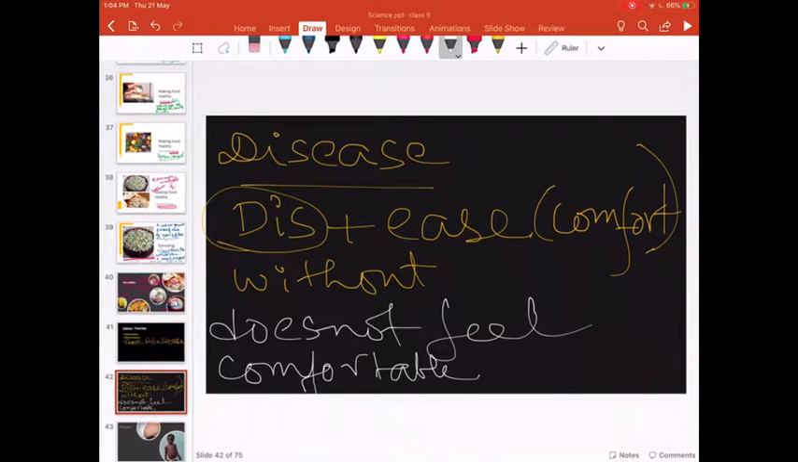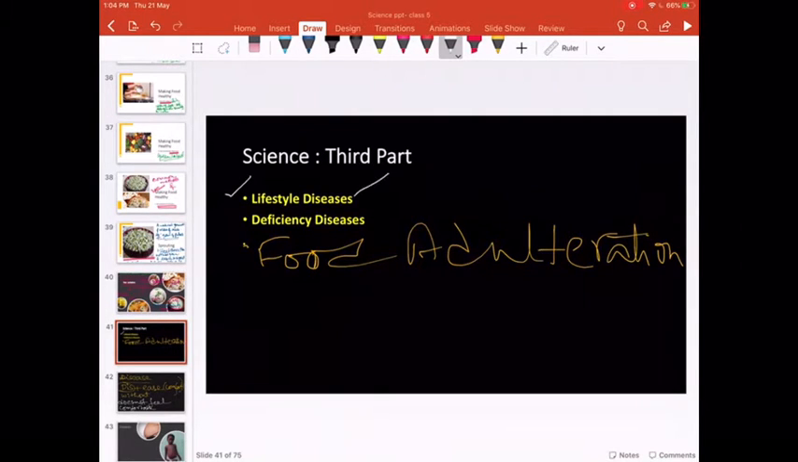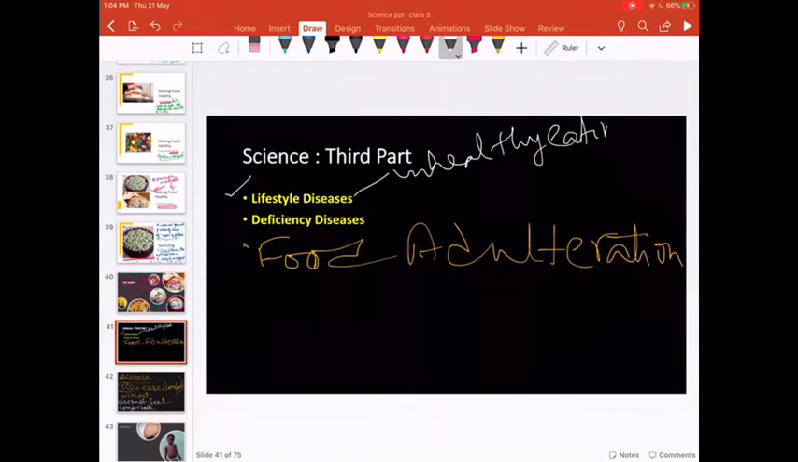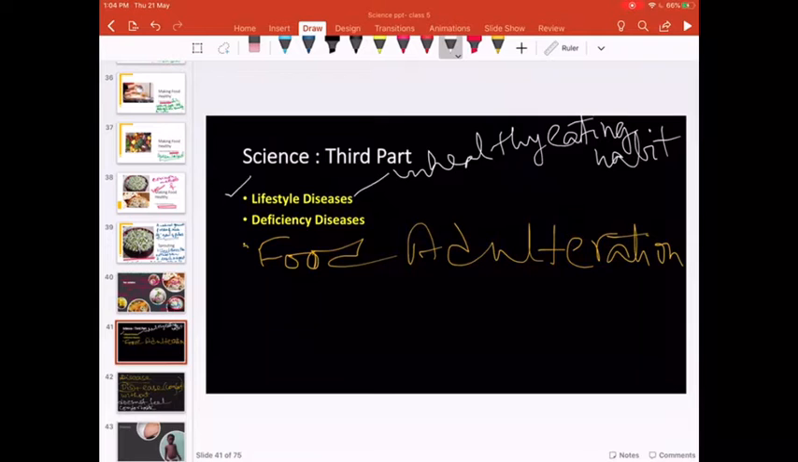Okay, now we have got various kinds of disease or various reasons of diseases. The first reason is lifestyle disease. Now, when we have got an unhealthy eating habit, that might include, students, first, eating junk food.